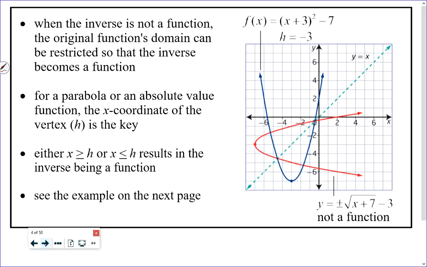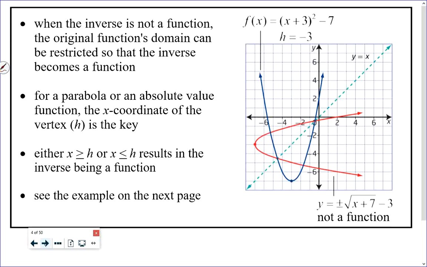Again, the reason why the inverse of that blue function, which is the red one, will not be a function is because the blue function goes up and down, so the inverse will go back and forth. Instead of going up and down, it will go right and left.